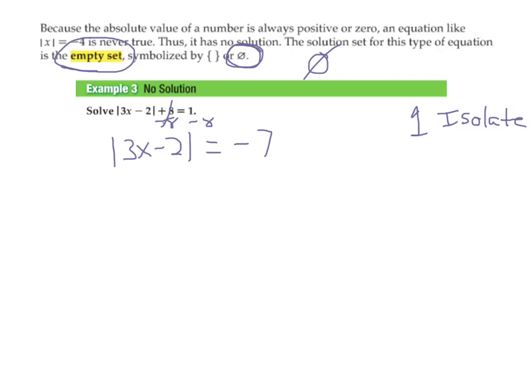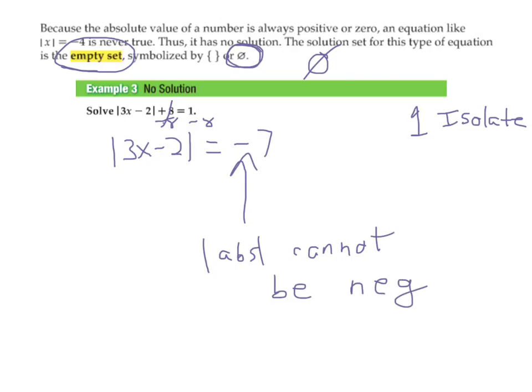The absolute value of 3x minus 2 cannot be a negative number. The absolute value cannot be negative. Remember, the absolute value is always the positive distance away from 0. So at no point, even with a value like negative 7 inside my absolute value bars, remember that the absolute value of negative 7 is 7. There's no way we can use absolute value bars to come up with a negative value. So when you see a situation like this, you need to state that the answer is the empty set.